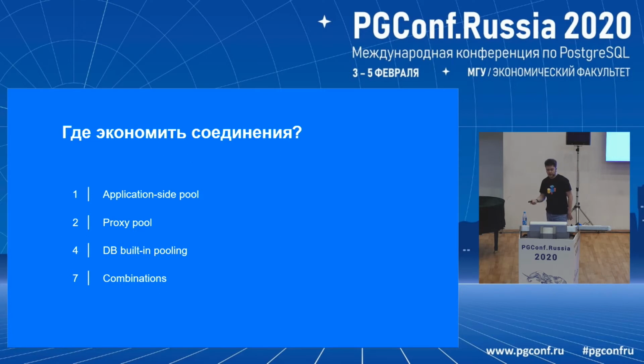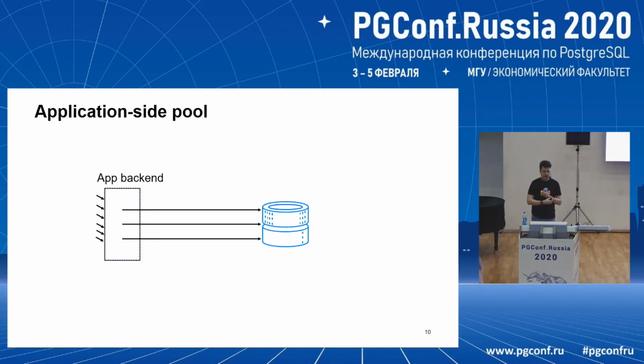Now, where can we save on the server connections? The simplest and the most understandable way for the service that you've just created is application side pooling. And the more complex item is a proxy pooler, and I hope that sometimes we'll get an inbuilt pooler into the database. And frequently we see the combination of everything that's available being used.